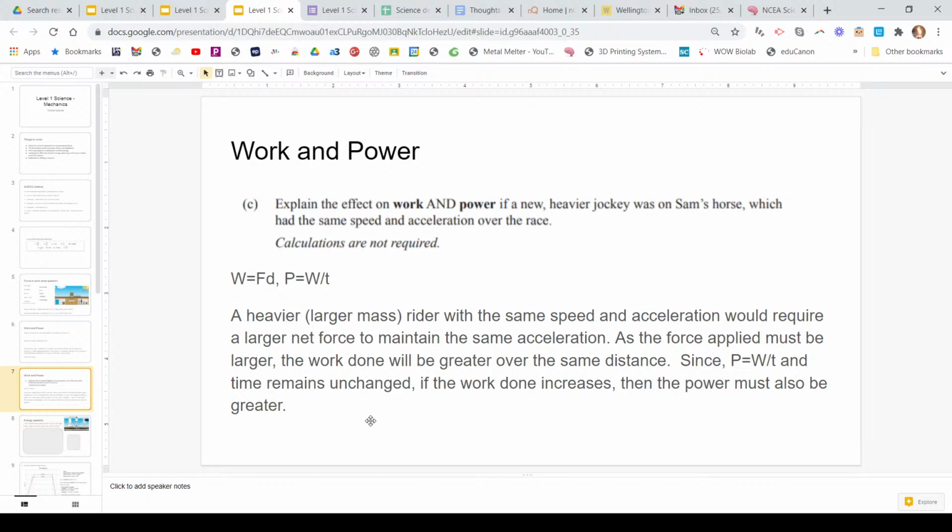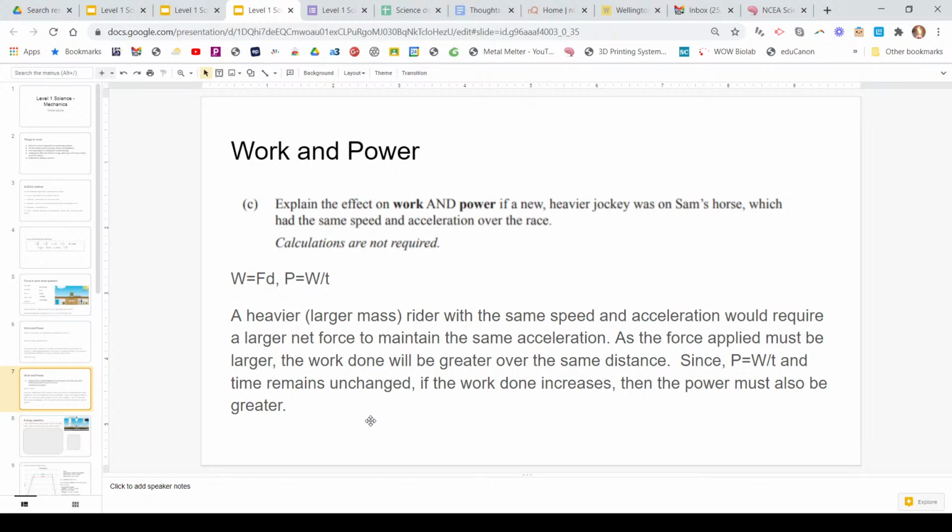Okay, for excellence, you will have to explain how two physical quantities like work and power relate to one another. And so what's happened here is it's given us a situation. If we had 2 people on 2 different horses, with this question we've got 1 horse, and if we made the person on the horse heavier, then what effect would that have on speed and acceleration over a race?